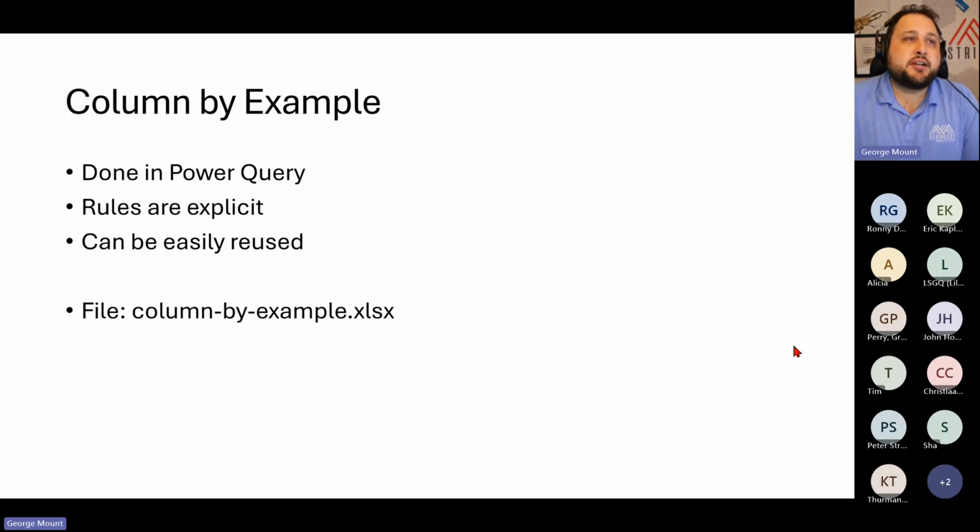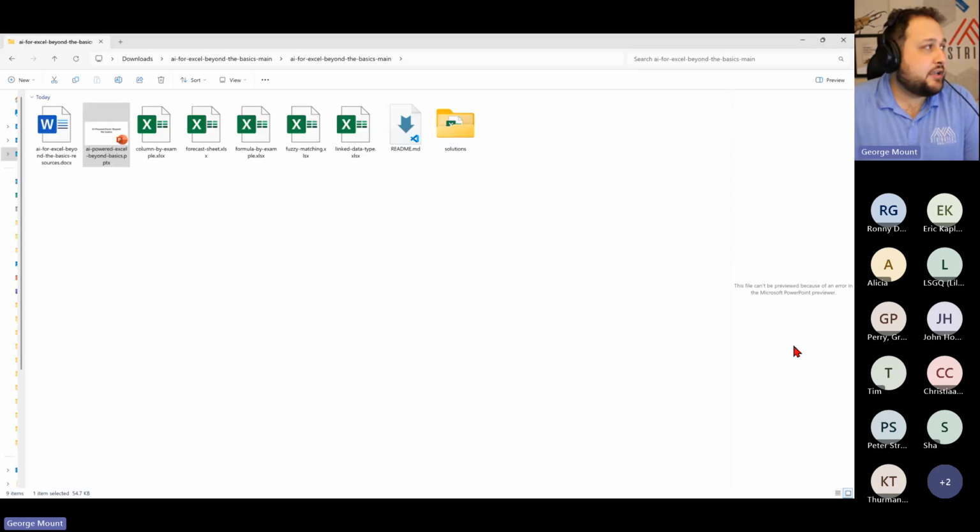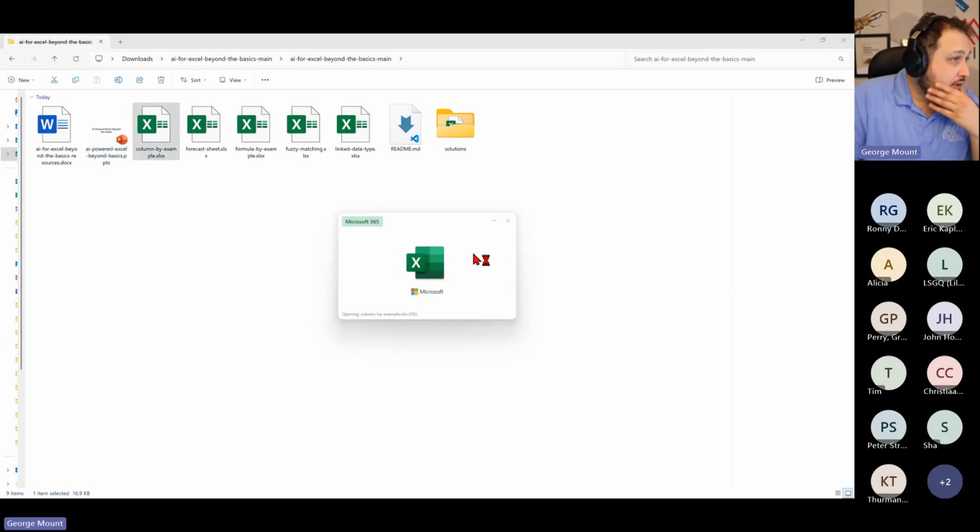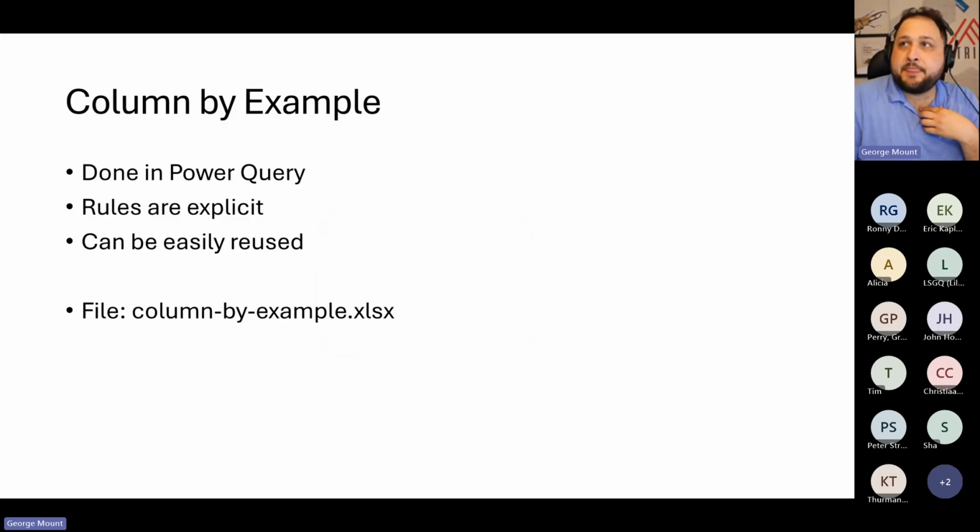So what we can do with column by example is it still gives us that kind of tactile visual approach to just typing in what we want, and then it's solved on the back end. But we actually get a set of rules that we can follow for later and apply to new data sets. So I'm going to go ahead and head over to this column by example worksheet here.